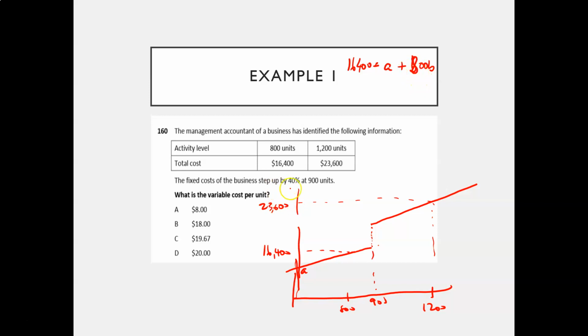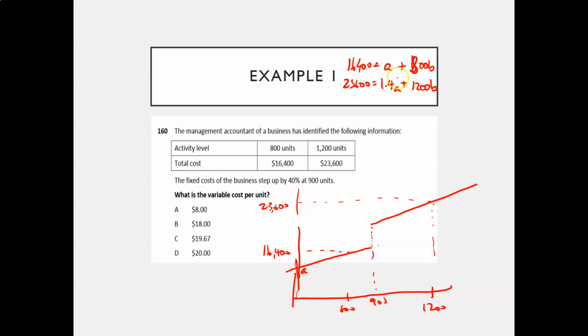And it tells me that the fixed costs jump by 40% at 900 units. So I know that here 23,600 is equal to 1.4A, because A has now increased by 40%, plus 1,200B. It's the same variable cost. I know it's the same variable cost because the slope is the same. I just don't know what it is. I can't find it graphically. I'm looking for B ultimately.